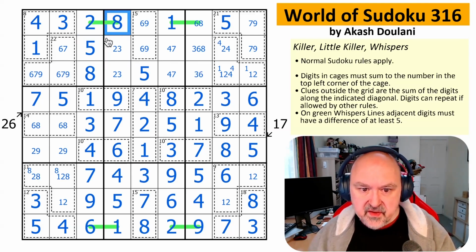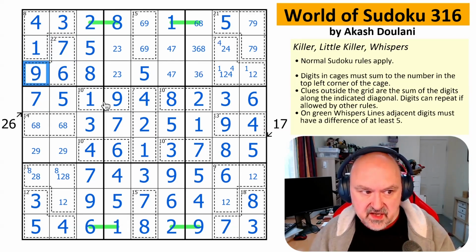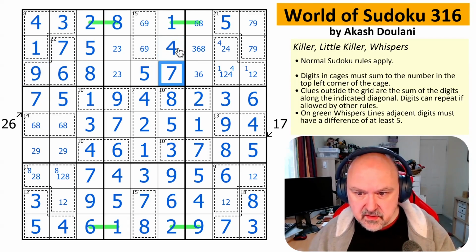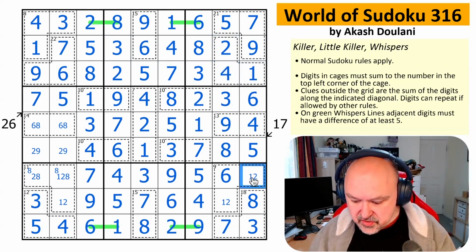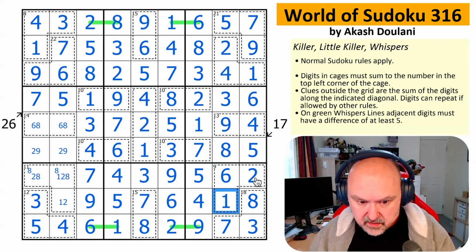Okay, so this is 20, so that has to be a 6. That's a 7, that's a 9. 7 makes that 4 and 7. The 6 makes that 3, that is not 3. The 8 makes that 6 and that 8. 9 and 6. 7 and 9. 2, 3, 2, 1, 4, 2 and 1.